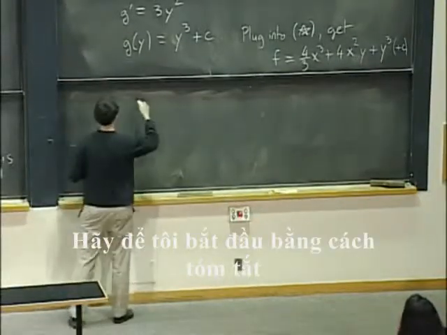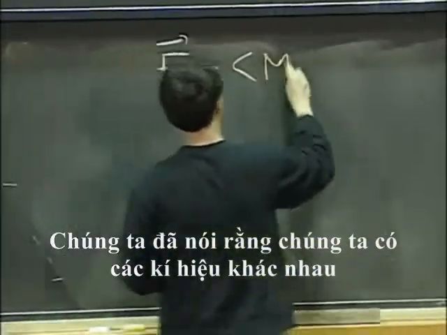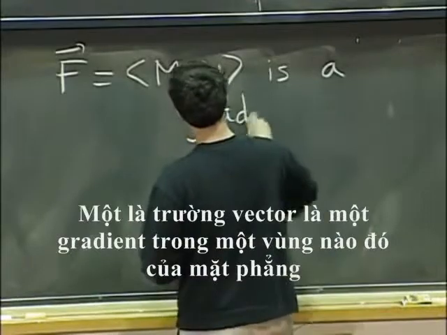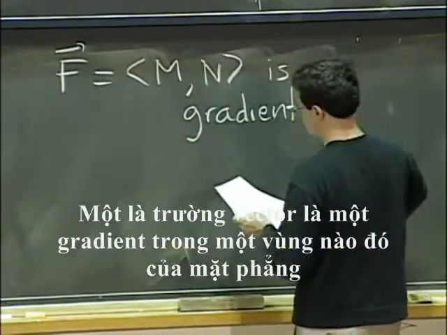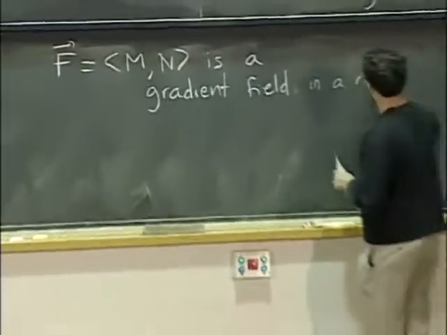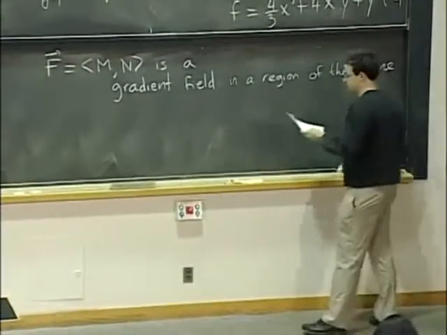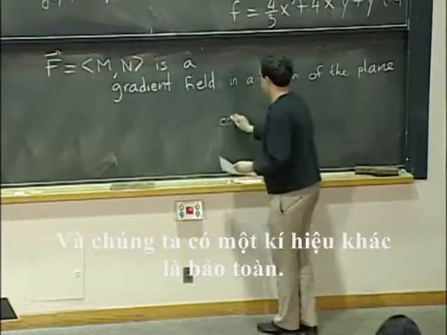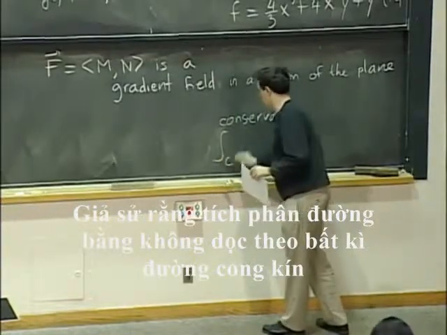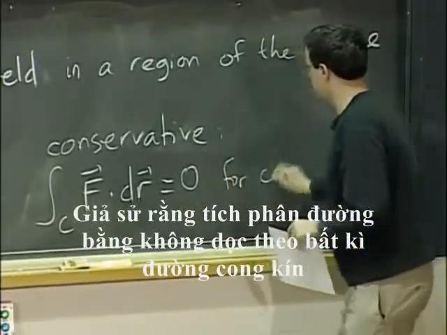Let me start by actually doing a small recap. We have various notions. One is to say that a vector field is a gradient in a certain region of a plane. And we have another notion which is being conservative, which says that the line integral is 0 along any closed curve.